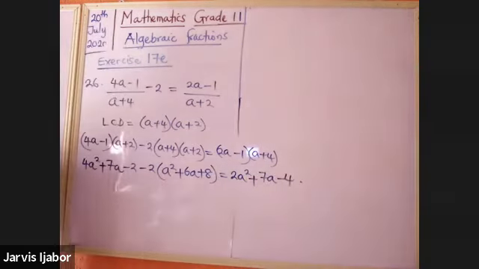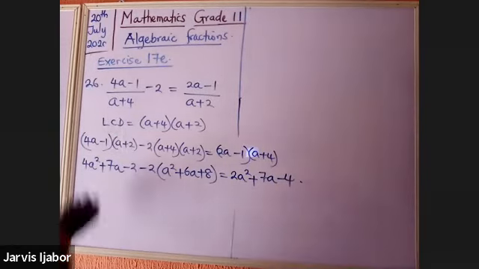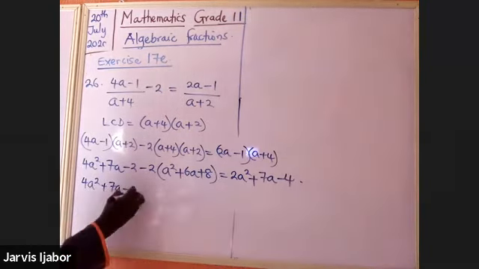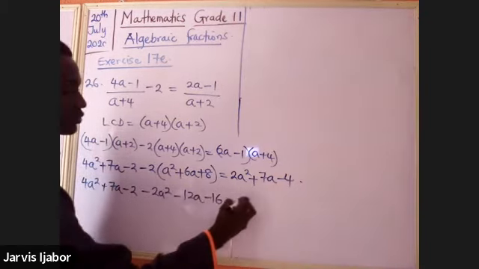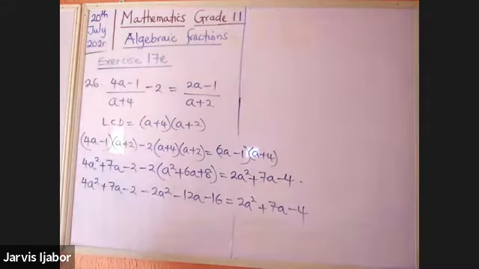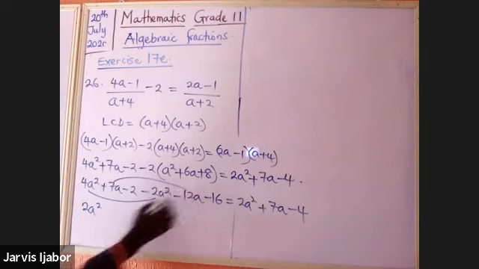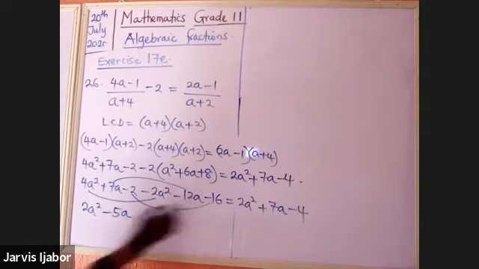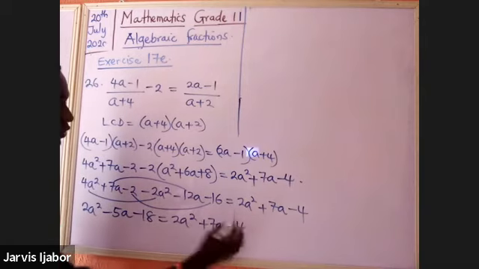So let's check to be sure that what we have done is correct. Okay, so from here, you're going to have 4A squared plus 7A minus 2, minus 2A squared minus 12A minus 16, equal to 2A squared plus 7A minus 4. Treat your left-hand side first. This will give me 2A squared minus 5A minus 18 equal to 2A squared plus 7A minus 4.